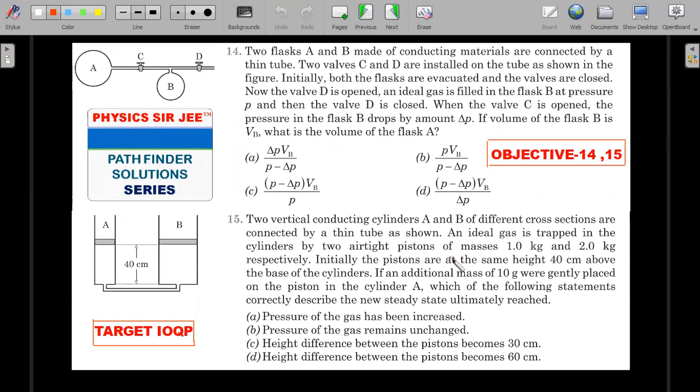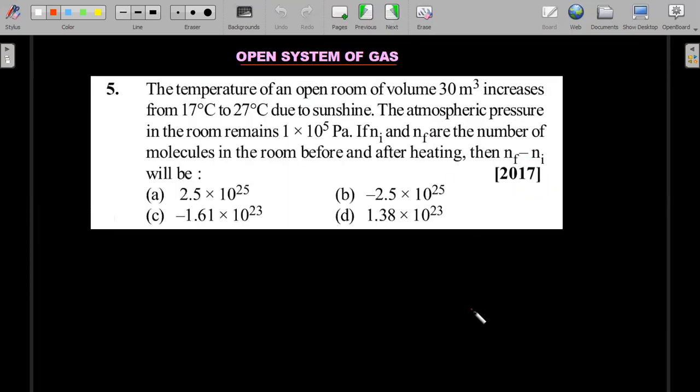So please make sure you try to solve those objectives whenever you get the time. Okay, so let's move forward. Next type of question deals with the open system of gas. Usually the gases that we are asked questions for are closed containers. So let's see what happens if you have an open system.